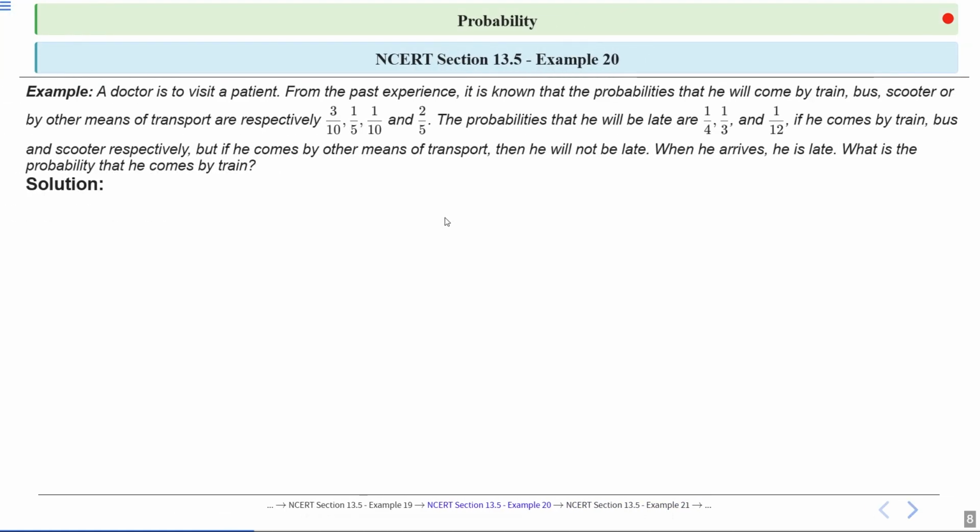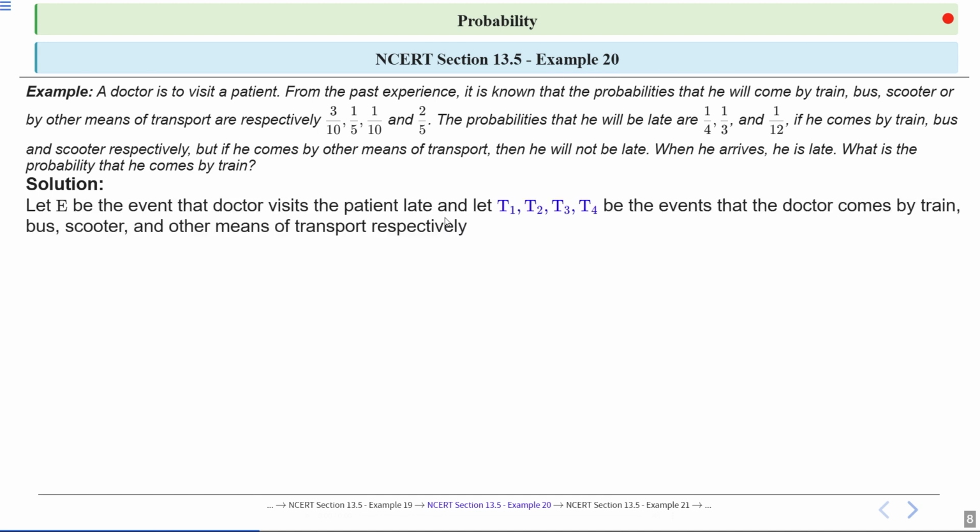So let's solve this example step by step. First, let E be the event that the doctor visits the patient late. Let T1, T2, T3, and T4 be the events that the doctor comes by train, bus, scooter, and other means of transport respectively. So given probabilities, probability of T1 equals 3 divided by 10, probability of T2 equals 1 divided by 5, probability of T3 equals 1 divided by 10, probability of T4 equals 2 divided by 5.